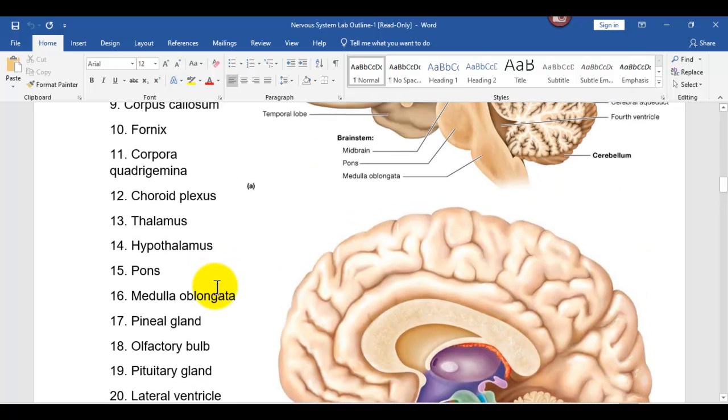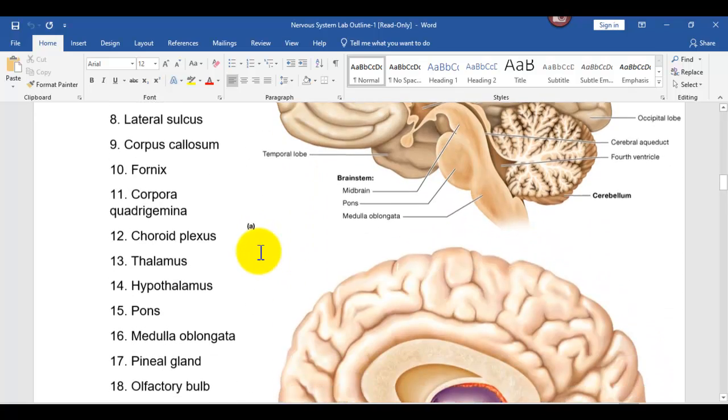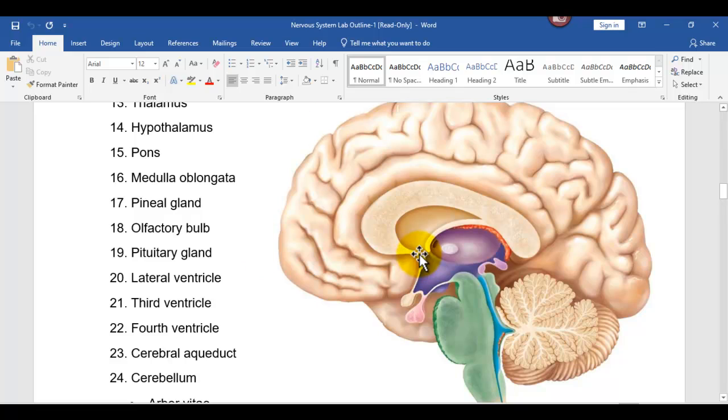All right, so that's everything, every single part, big parts of the brain. Fortunately, olfactory bulb and the lateral sulcus, can't really see those. But everything else is on there. All right, so that's the brain.